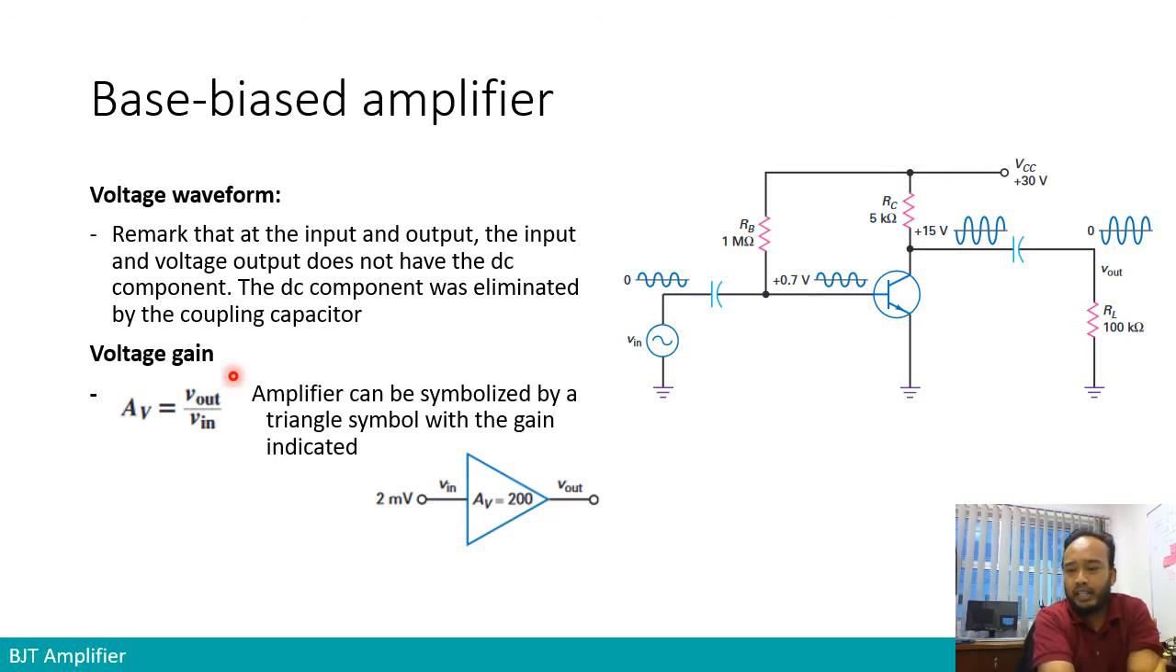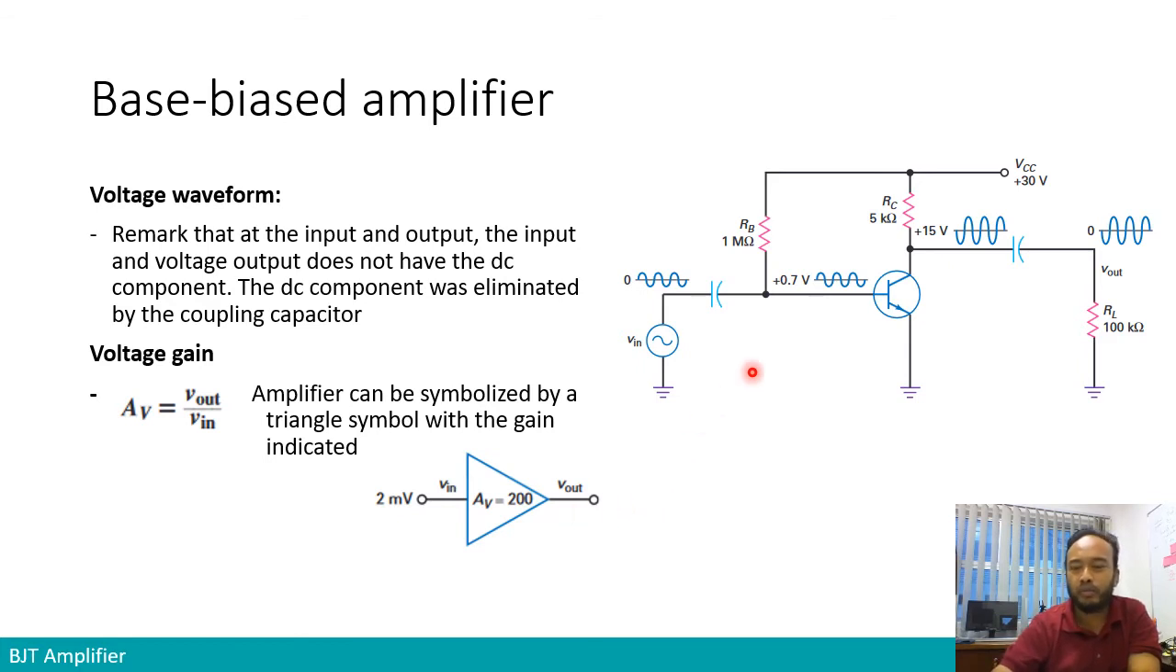Usually when we have an amplifier circuit, the whole circuit can also be symbolized by a triangle, an amplifier symbol, and usually it is written with the gain in the middle. For example, a symbol with a gain of 200. So if we have in input a sine wave of 2 millivolt, we would have in output a voltage that is 2 millivolt multiplied by 200. Okay, so that is the base bias amplifier.